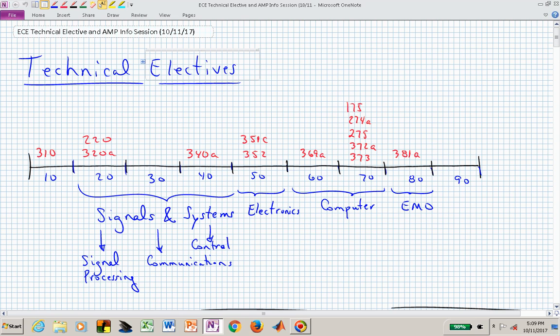That said, we have the 20s through the 40s, our signals and systems classes, and signals and systems can be thought of as communication, signal processing, and control. We have the 50s, which are the electronics generally classes, 351C, 352. The 60s and 70s I've already talked about, and the 80s are electromagnetics and optics classes. That's how we've tried to organize the subsequent classes you'll see at the 400 and 500 level.